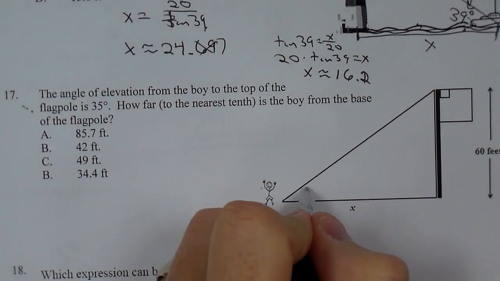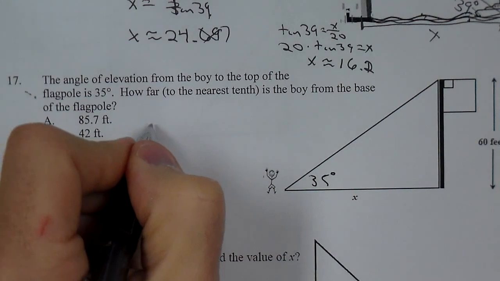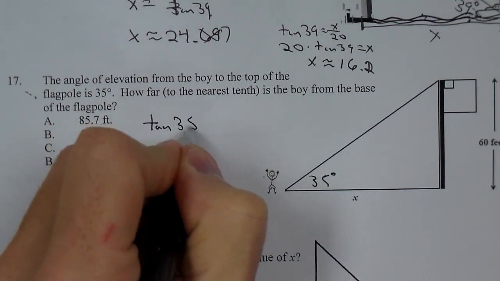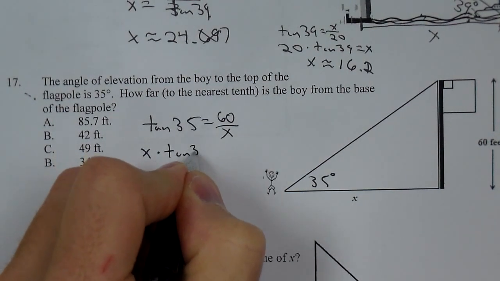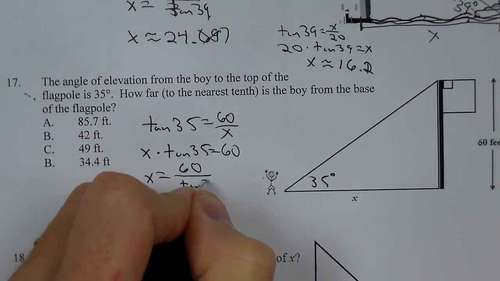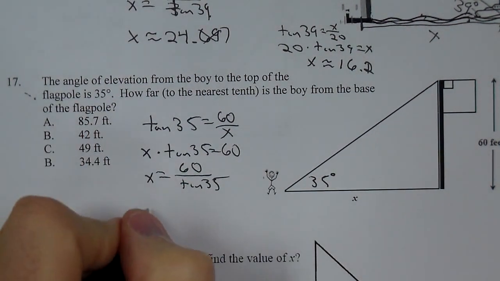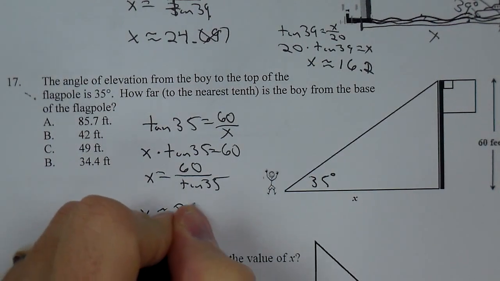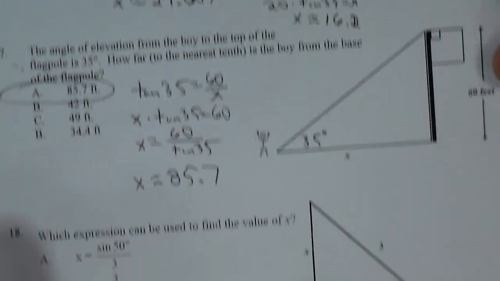17, angle of elevation to the flagpole, we have 35 degrees. We need to find the distance away. Looks like tangent of 35 equals 60 over x. X times tangent 35 equals 60. X equals 60 over tangent 35. And I have, it's about 85.68. We'll call it 85.7 and go with A.